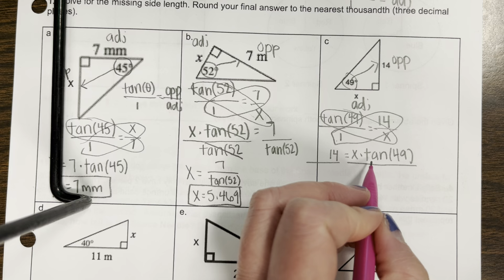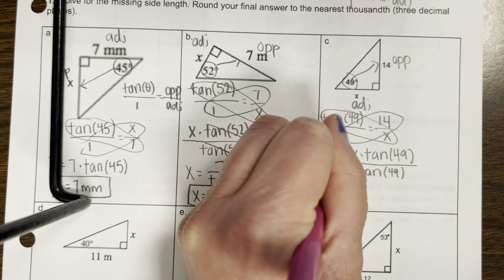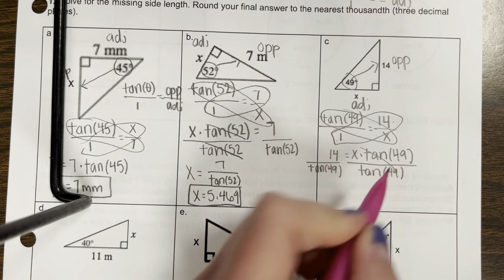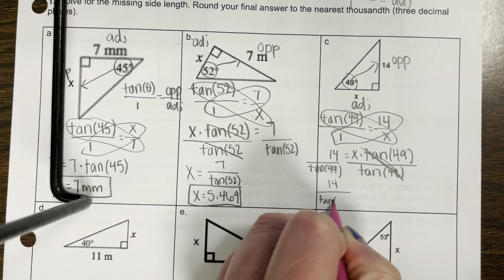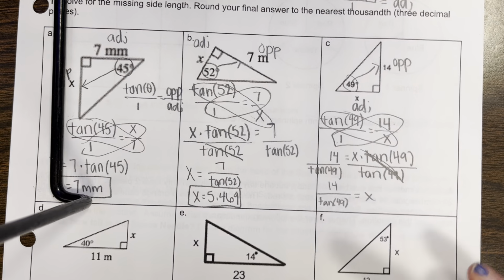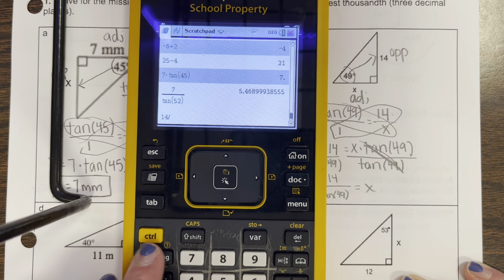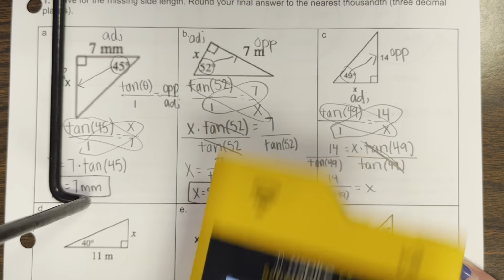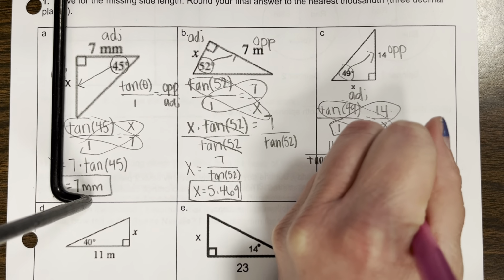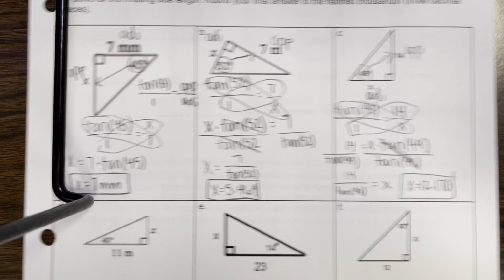So then I'm going to divide both sides by tangent of 49 to get x by itself because currently they're multiplying. So then these cancel each other out like this. So then I get 14 divided by tangent of 49 equals x. So that's what I'm going to put in my calculator. 14 divided by tangent of 49, which is 12.170, and the 0 after tells me that that 0 will stay the same. So x equals 12.170. All right, let's move on.